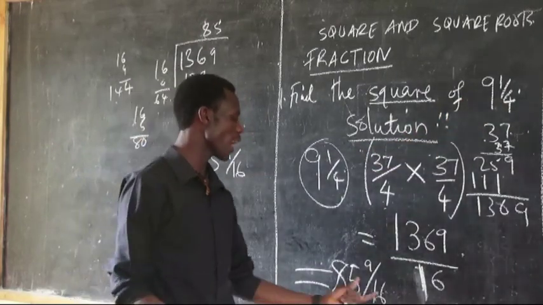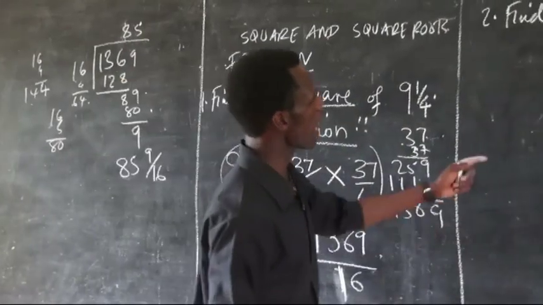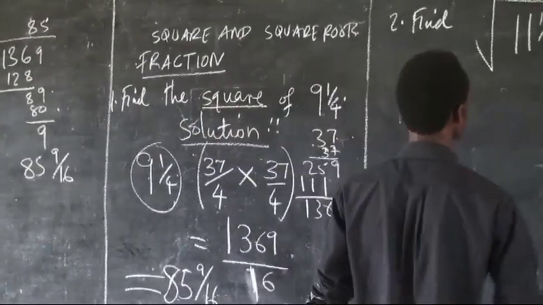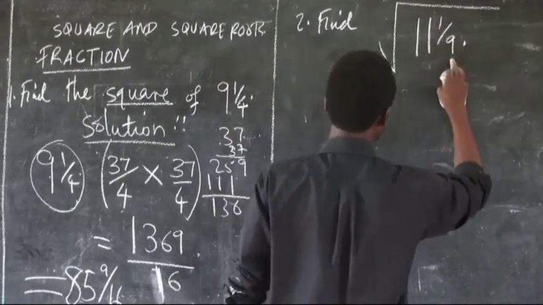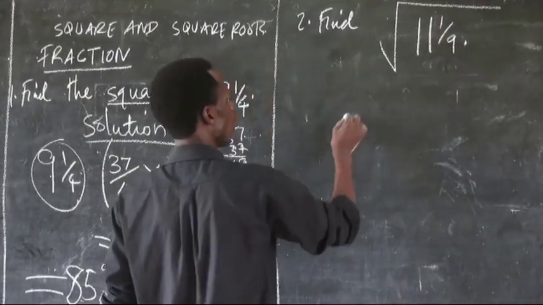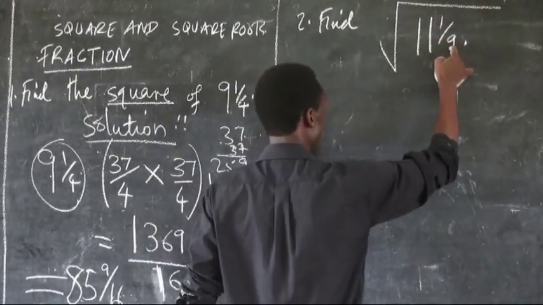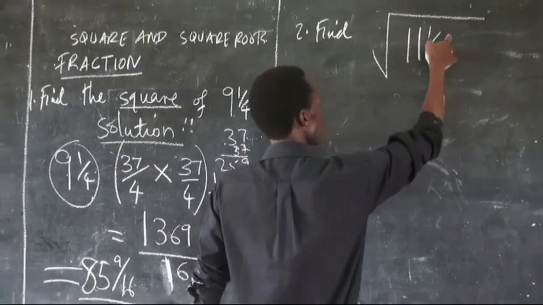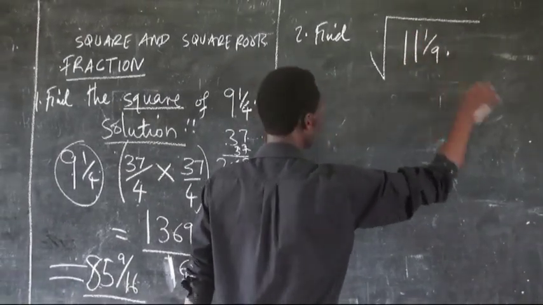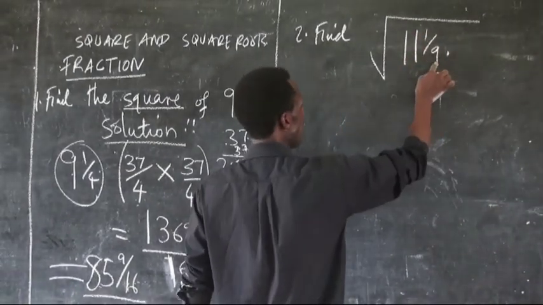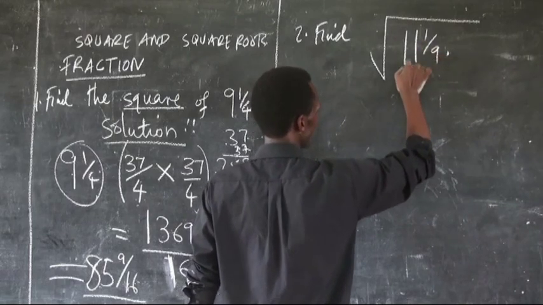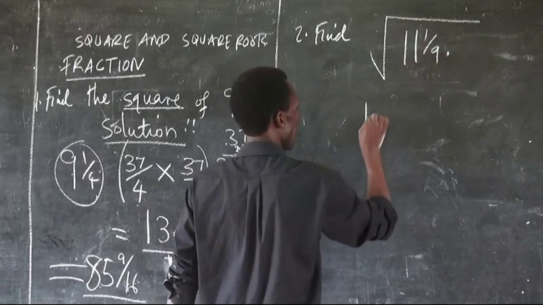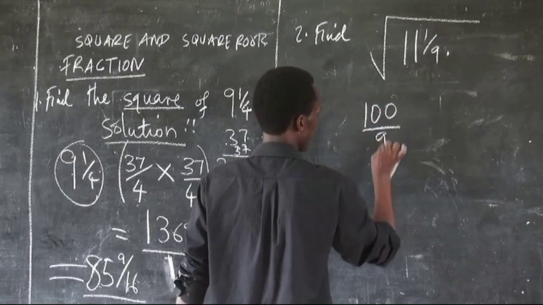Now it is 85, 9 over 16. The other example is to find the square root of 11 and 1 over 9. The first thing that you have to know is that 11, 1 over 9 is a mixed fraction, so you have to convert it into an improper fraction. Now it is 9 times 11 plus 1. 9 times 11 is 99, plus 1, it is 100 over 9.